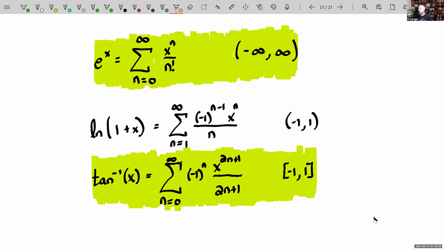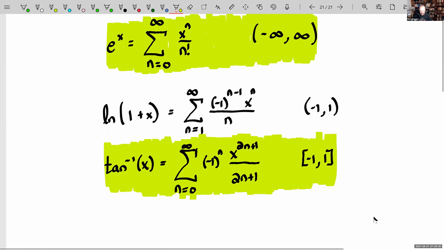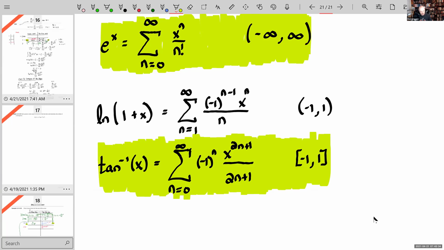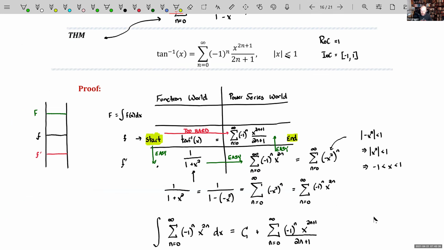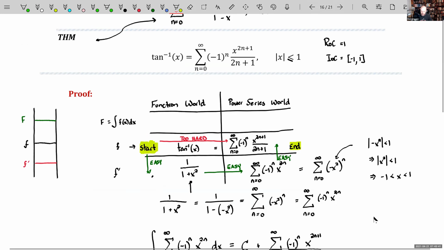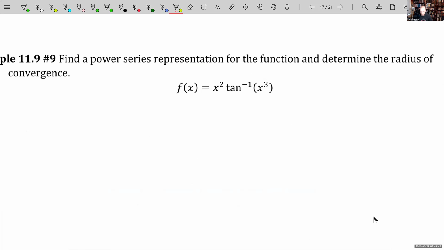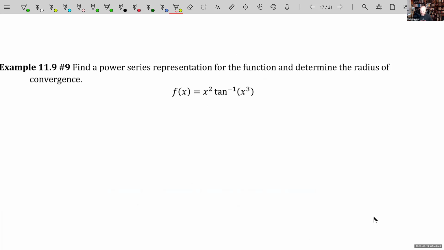All right. So let's go ahead and use this theorem to deal with the next problem in line. So looking over here, give me a moment. There we go. Find a power series representation of the function and determine the radius of convergence.